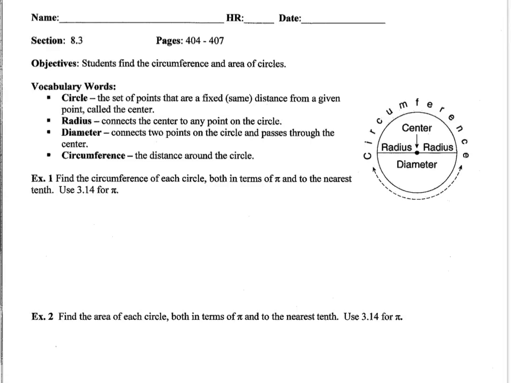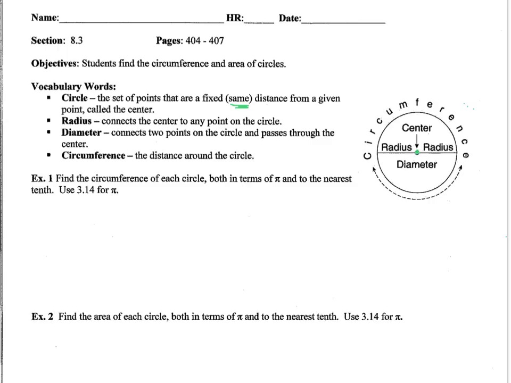Hello, today we're going to get started with circles. So we have a lot of vocabulary words to look at, but this diagram over here off to the side explains those vocab words pretty well. The definition of a circle is a set of points that are a fixed distance, meaning the same distance, from the center point.